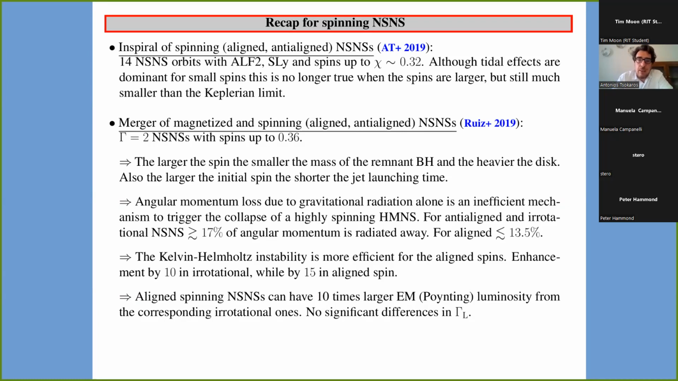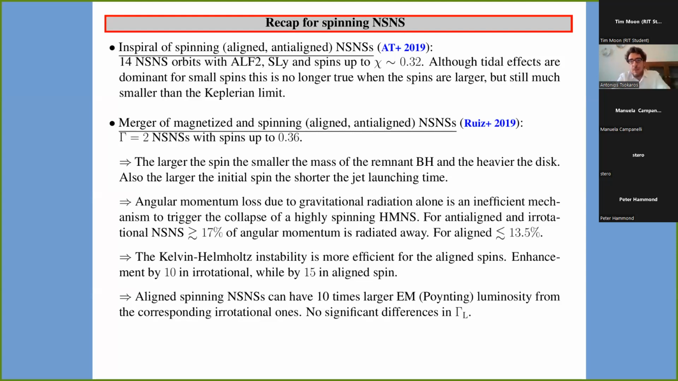The second point is that angular momentum loss due to gravitational radiation is inefficient to trigger collapse of a highly spinning hypermassive neutron star. For example, for aligned binary neutron stars, where the spin is aligned with the orbital angular momentum, we have losses of the order of 13%, while for the corresponding irrotational ones, the losses are larger than 17%. The Kelvin-Helmholtz instability, when the two stars touch and the magnetic field starts to grow exponentially, is larger when you have a higher spin, which is aligned with.